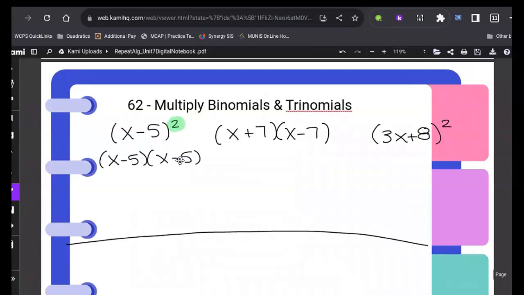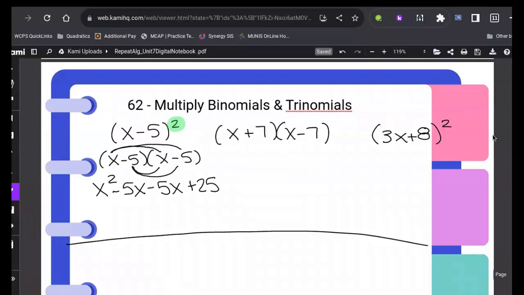And then all of what we did yesterday is going to apply here. So we're just going to use the distributive property. First thing we're going to do, x times x, which gives me x to the second power. X times negative 5 gives me negative 5x. Negative 5 times x gives me another negative 5x. And negative 5 times negative 5 gives me a positive 25.